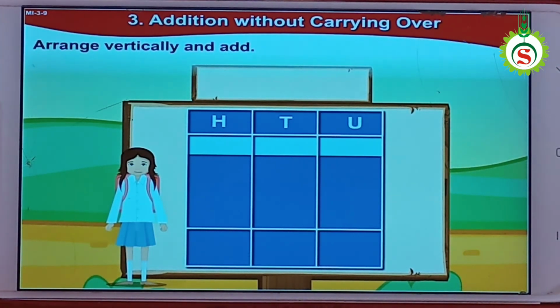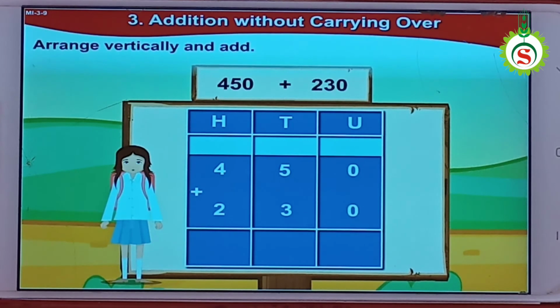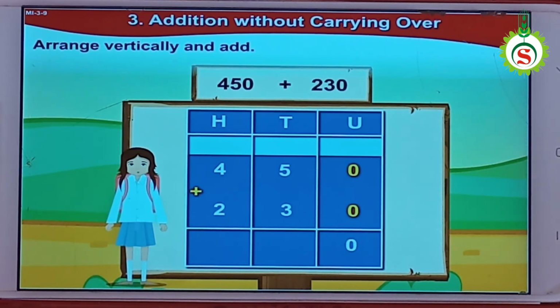Now the next sum. 450 plus 230. If you arrange them vertically, first you write HTU. Now 450 would be 400, 5 tens, 0 units plus 230 would be 200, 3 tens, 0 units. Now let us begin our addition. 0 unit plus 0 unit is 0 unit. 5 tens plus 3 tens is 8 tens. 400 plus 200 is 600. Which means it is 600, 8 tens and 0 unit, that is 680.